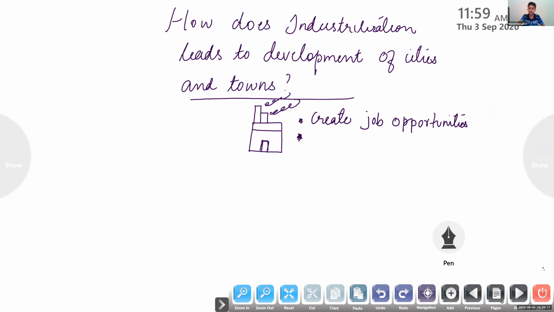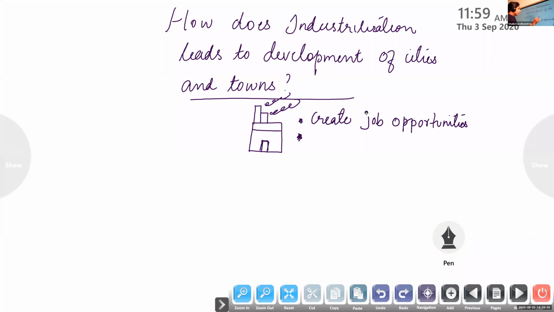In the steel industry, they make steel so that we can build buildings. Air pollution, it's okay. My question is how it leads to the development of cities and towns. Definitely there will be some changes in the village, ma'am. How will the village gradually become a town or city?